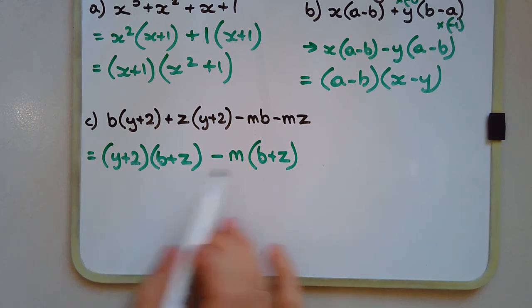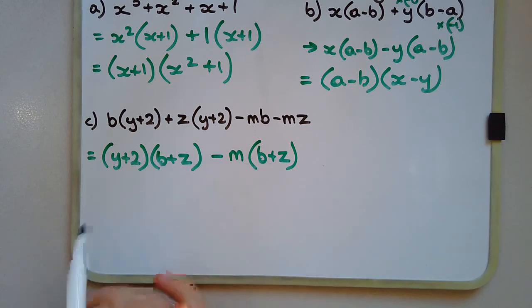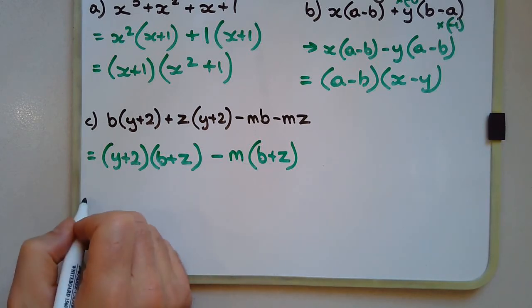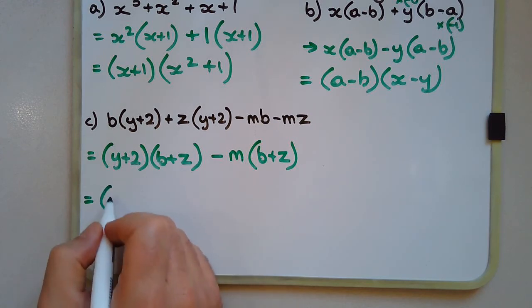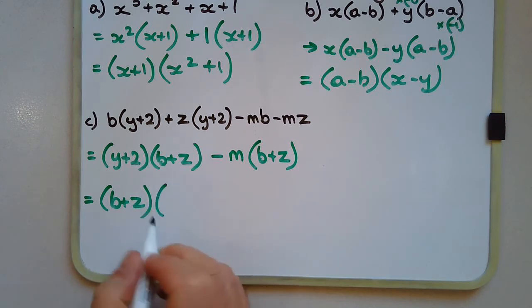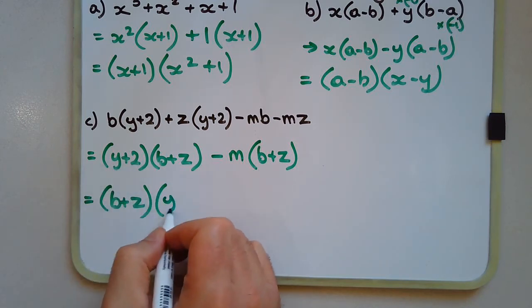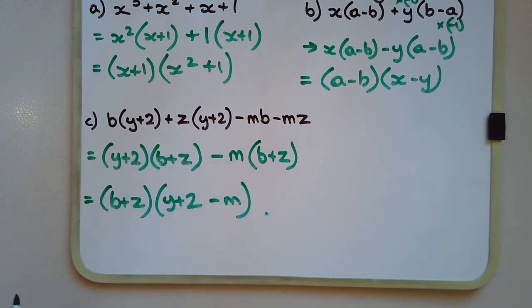Now let's look at the new expression that we've just formed. We have b plus z now as a common factor here as well. So let's factorize it a second time around. Take out b plus z as a common factor, and now you end up with y plus 2 left over, but then we have minus m. So you end up with a binomial multiplied by a trinomial, which is kind of interesting.